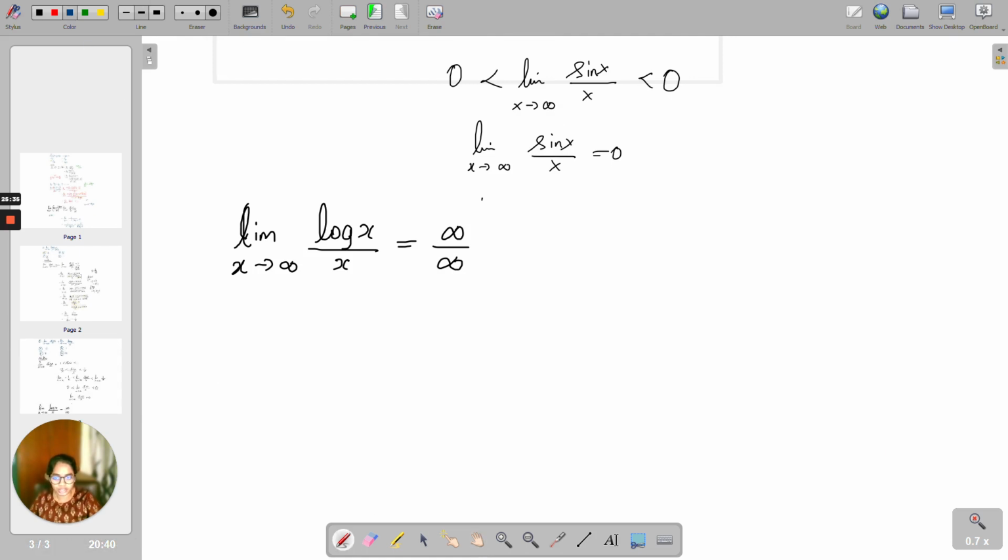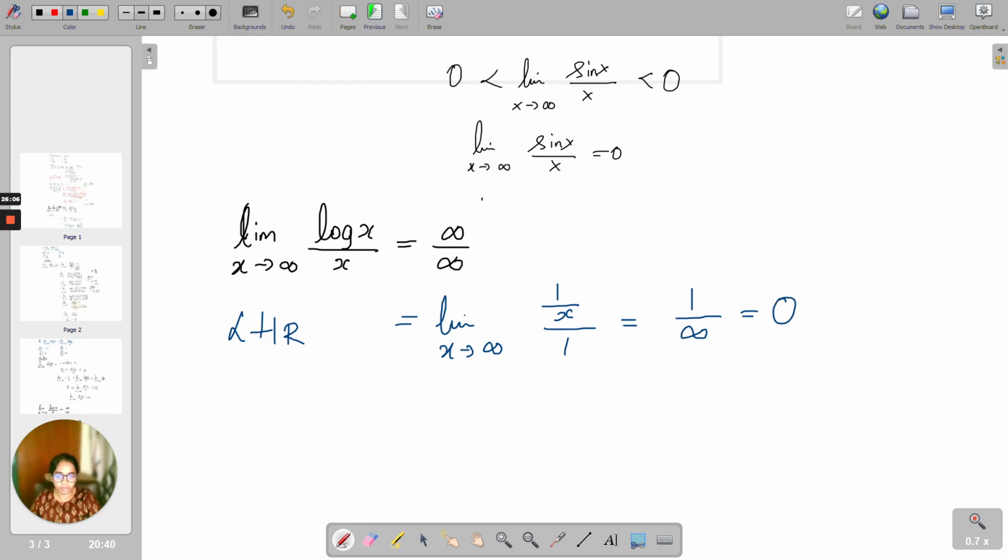Therefore, let us use L'Hospital's rule. What is L'Hospital's rule? We would have to differentiate the numerator with respect to x. So we would get 1 divided by x, since differentiation of log x is 1 divided by x, divided by differentiation of x, that is 1. Now by applying the limits, I would get 1 divided by infinity, which is equal to 0.